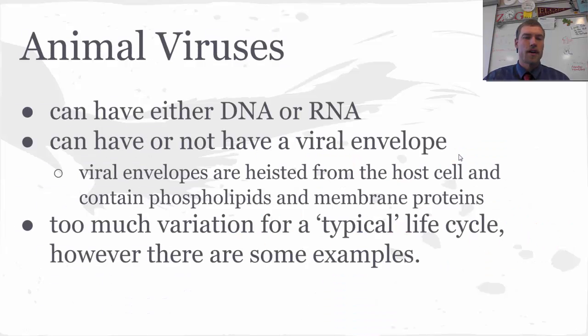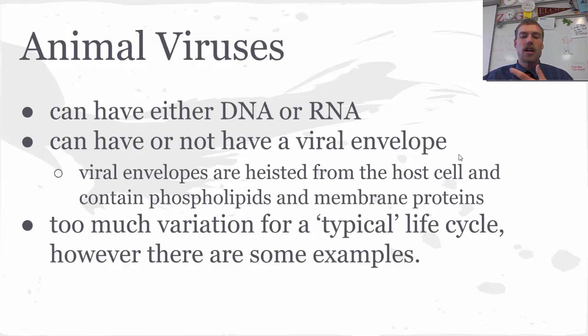So let's take a look at animal viruses. Animal viruses are extremely varied. We can have either DNA or RNA as the genetic material, and they can either have or not have a viral envelope, that membrane that is derived from the host cell. Viral envelopes are heisted from a host cell, and they contain phospholipids and membrane proteins. When they are released out from the cell, they will steal some of the phospholipids.